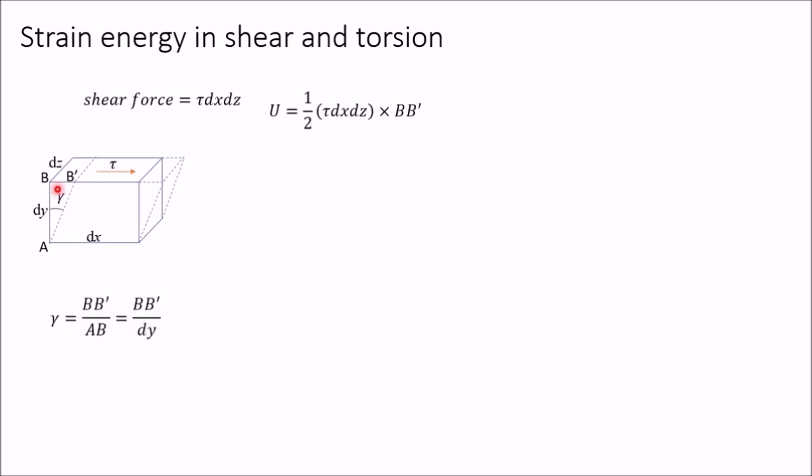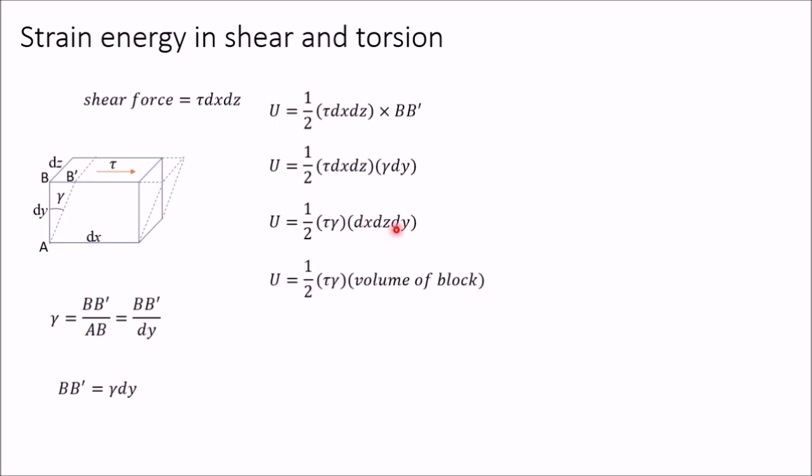From this right angle triangle you can see that bb dash divided by AB is equal to tan gamma for this small angle, which is equal to gamma. So from that you can get bb dash. Now this side is dy, so in place of AB I have written dy. So bb dash is equal to gamma into dy, and putting this value of bb dash here, you will get tau dx dz into gamma dy. Now you can simplify this.